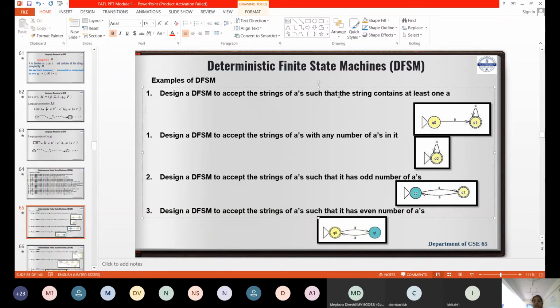String of A's such that the string contains at least one A. At least one A. So there is no epsilon here, right? Minimum, what should be the length of the string to be accepted? One. At least one A should be there. You should not entertain any other input symbol except A. Is this much clear with the question? At least one A should be there.